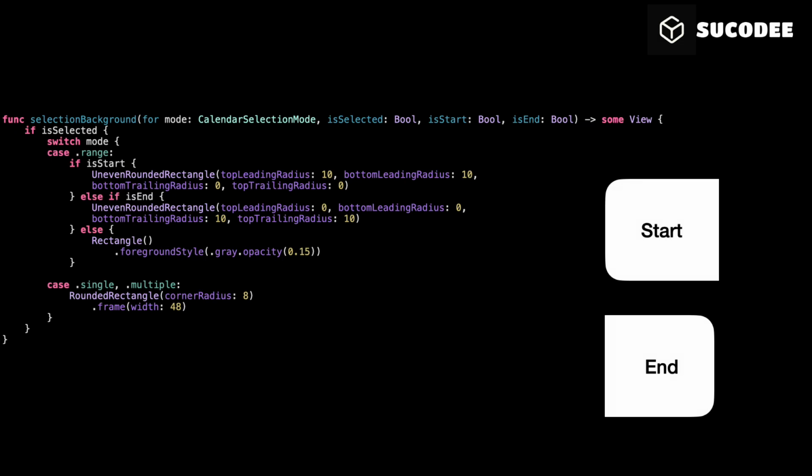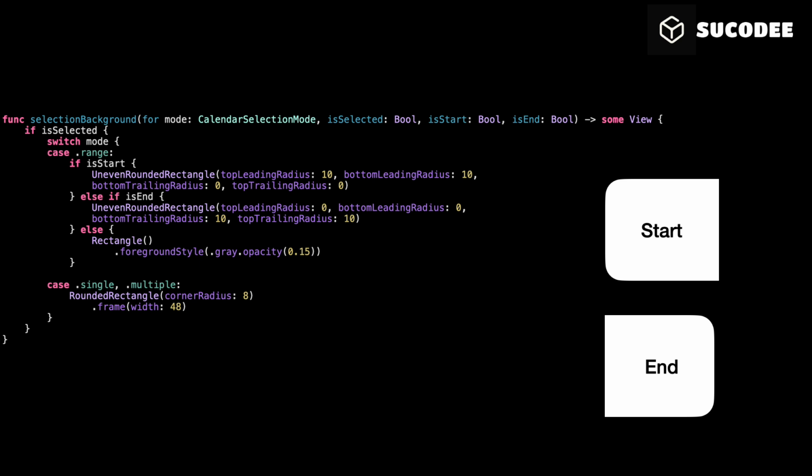This function adds a visual background behind selected dates in the calendar. It first checks if the date is selected. If it's not selected, we don't show anything. If it is selected, we look at the current selection mode. Each mode shows the background in a different way.